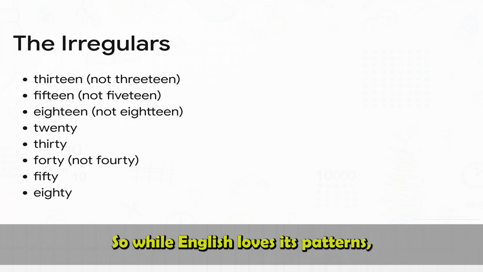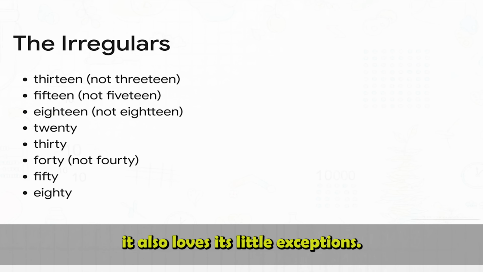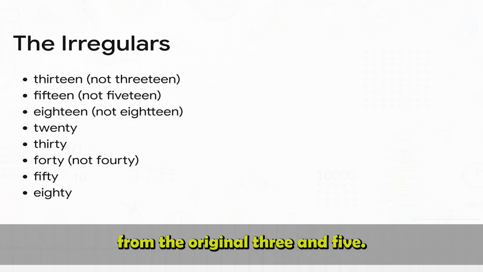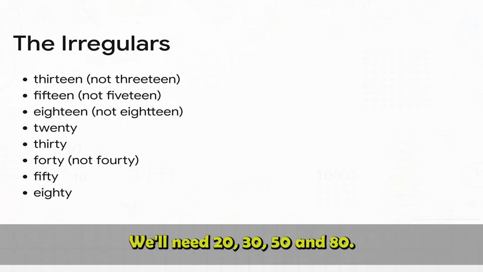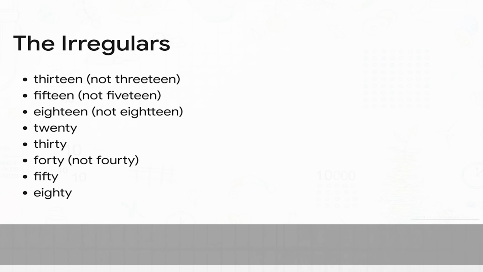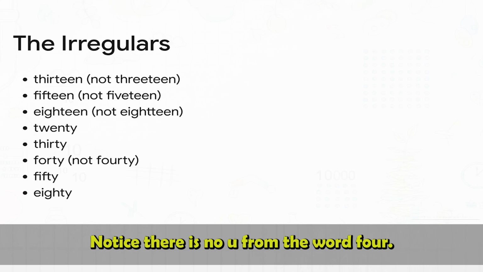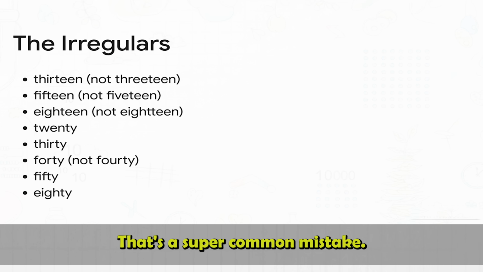So, while English loves its patterns, it also loves its little exceptions. Think of these as common spelling quirks to watch out for. For example, for 13 and 15, the beginning of the word changes a bit from the original 3 and 5. For 18, we don't write 2 T's, we just use 1. This slide also shows the other tens numbers we'll need, 20, 30, 50, and 80. And the biggest spelling trap of all? That's gotta be 40. Notice there is no U from the word four. That's a super common mistake, so it's a great one to remember.